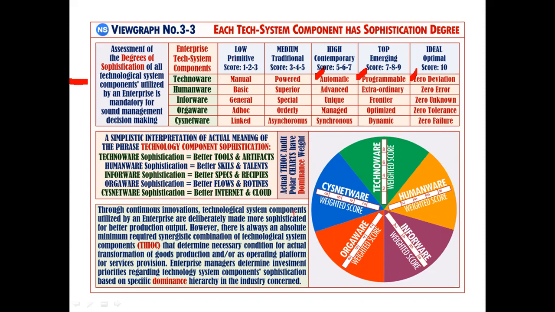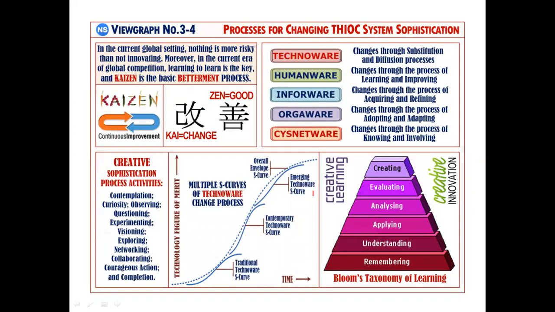In every enterprise, we can compute, we can draw a polar chart to determine the degree of sophistication of this technology component like this. But please remember, we have to do this as a weighted score, which I will explain in a minute. This is how things change. And this is another important thing that we have to do. That technoware change.